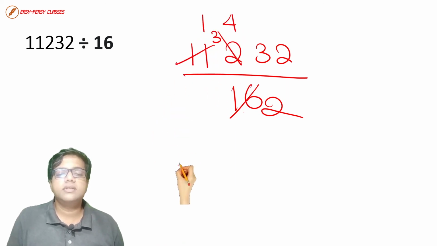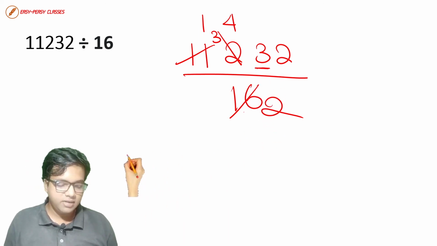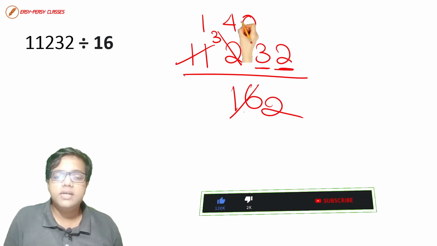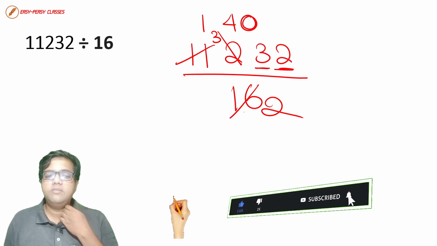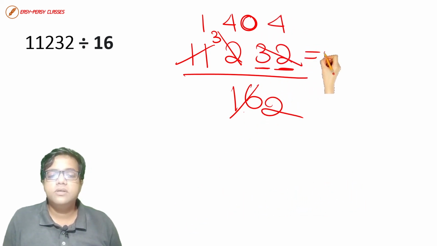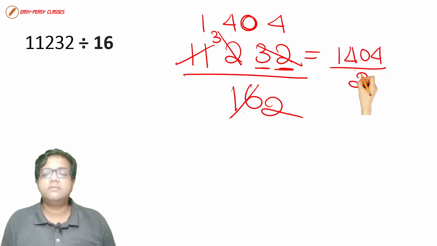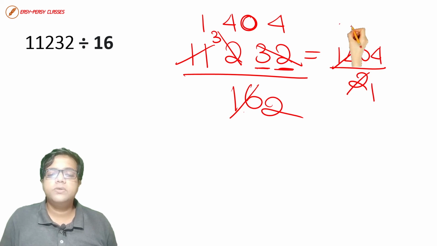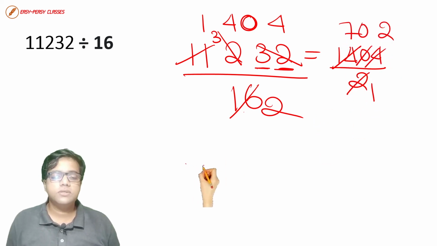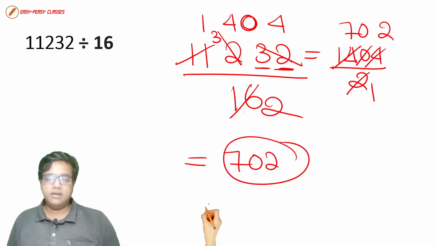8 4s is 32. The next number is 3. 3 can't be divided by 8 because 3 is lesser than 8. So we will take two numbers together. When you consider two numbers together, you need to keep a 0. 8 4s is 32. So you get 1404 divided by 2. Now divide it by 2 again. 2 1s are 2, 2 7s are 14, 2 0s are 0, and 2 2s are 4. So the answer for this question is 702. 702 is the right answer for this question.